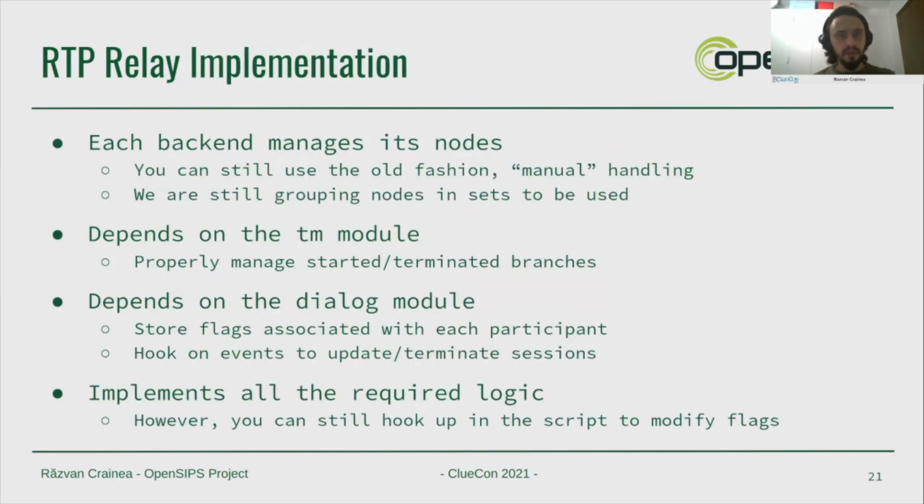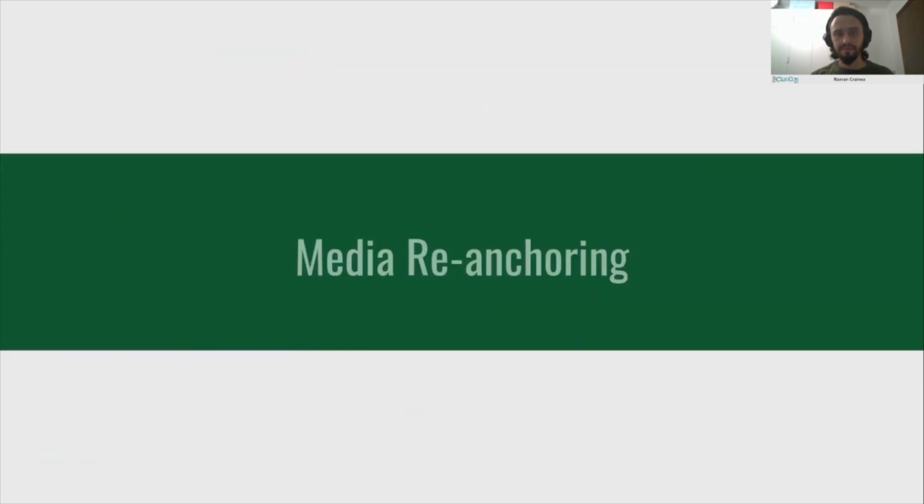In terms of implementation, we just added a new module. Each backend will still manage its own nodes. It depends on the transaction and the dialog module in order to provide the proper signaling. So it hooks on these events in order to make sure that it uses the proper flags that we define. And it does all the magic from there. Of course, you can still hook up in script in order to modify if you want to do some sort of nasty things on sequential messages, but that's not necessarily used. You don't really need to do that if you don't want to.